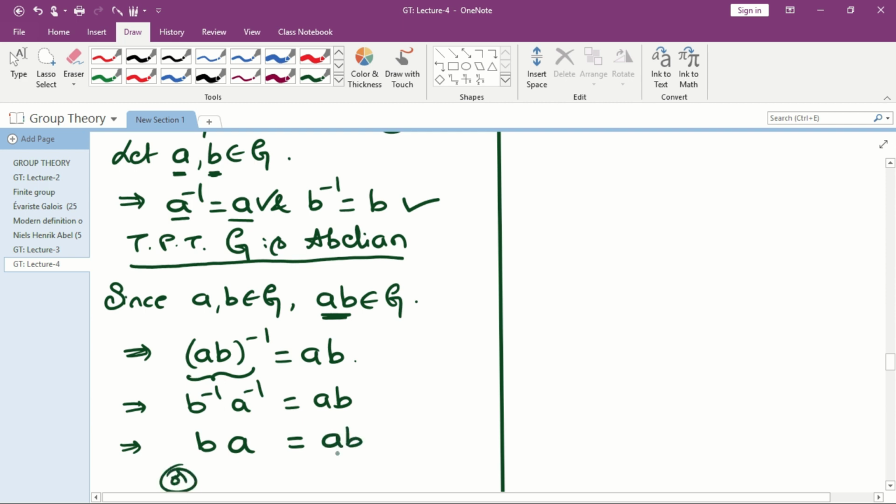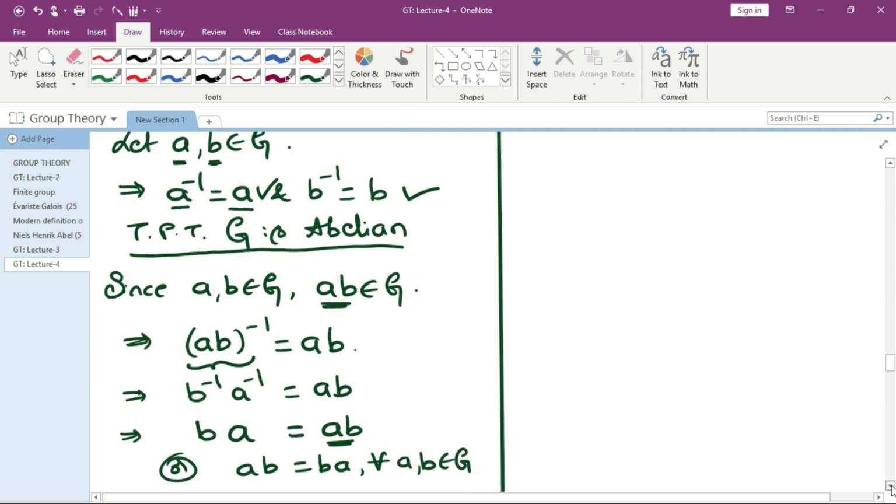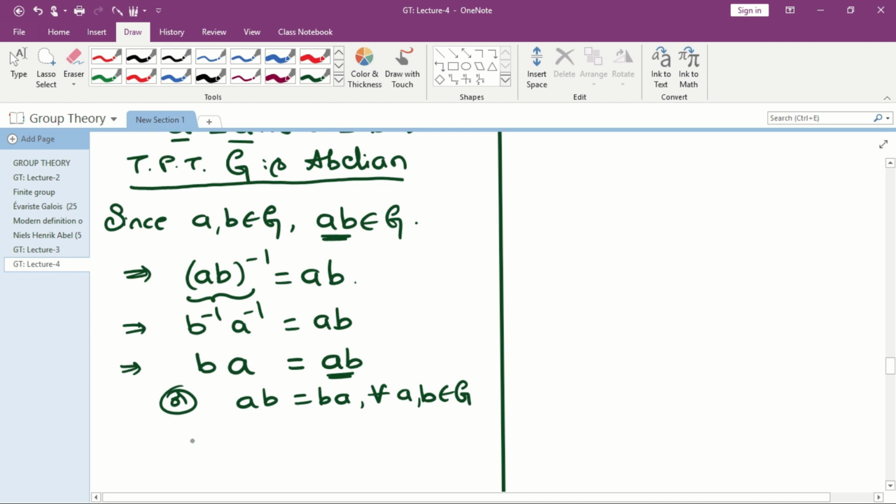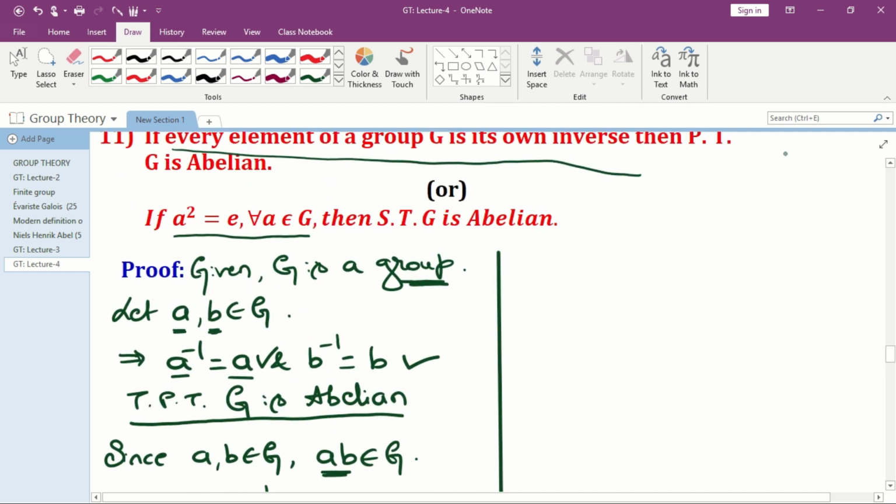So we get BA is equal to AB, and it is true for all A, B belongs to G, and this is nothing but the commutative law. So G satisfies the commutative law, therefore we can say that G is abelian. Therefore we have proved it. Now we shall consider the other statement. What is the other statement? If A square is equal to E for all A belongs to G, then we have to show that G is abelian. A square is equal to E is nothing but every element of group G is its own inverse.